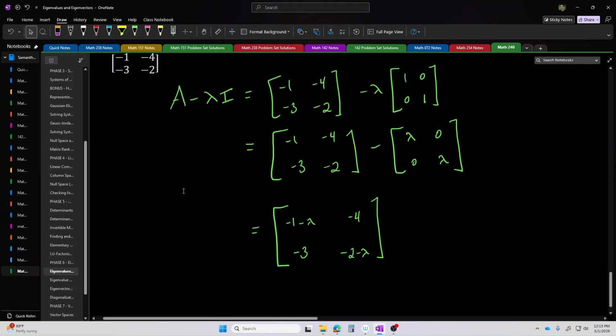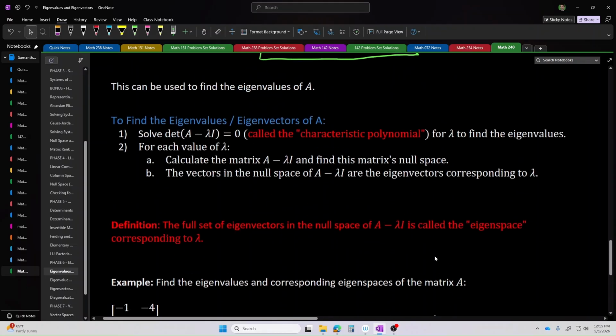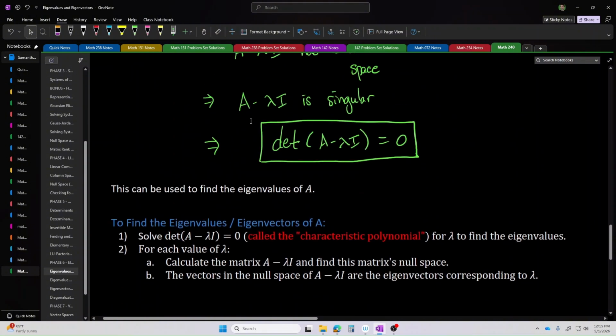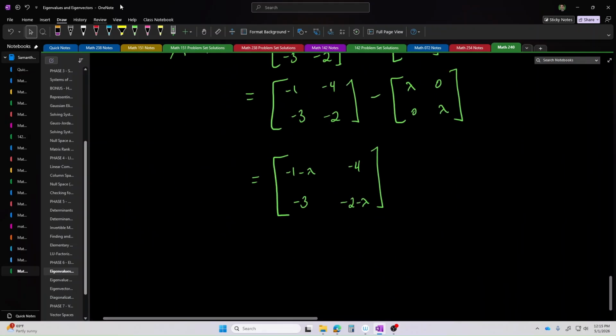Now, let's go ahead and calculate the determinant of this matrix and set the result equal to 0. We'll set the determinant equal to 0 to find the values of lambda that make A minus lambda I into a singular matrix. Those values of lambda will be our eigenvalues. So let's go ahead and find the determinant.